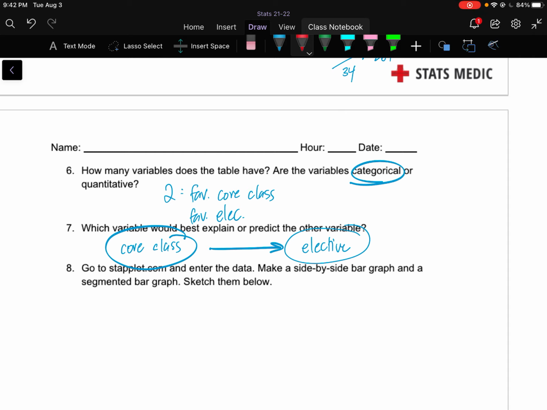Right. So the variable that we think is explaining things or predicting things, we call that the explanatory variable. And the variable that we think is responding to the other, or maybe think of it as the outcome variable, that's called the response variable.